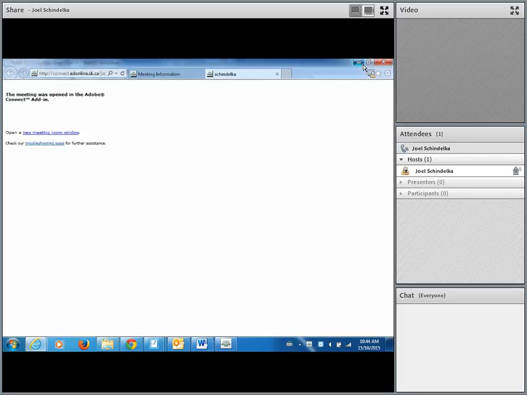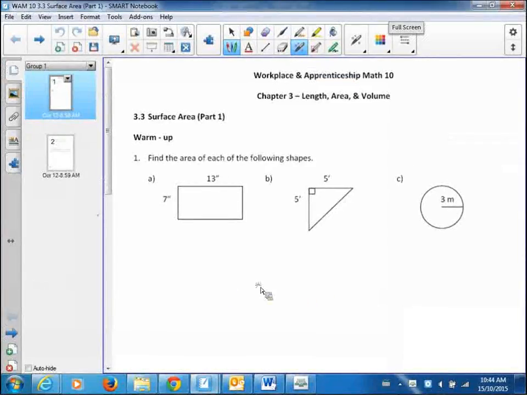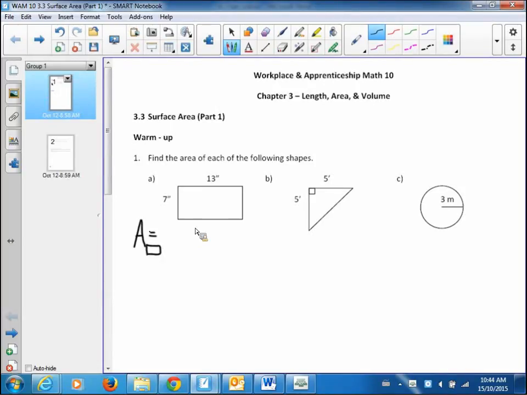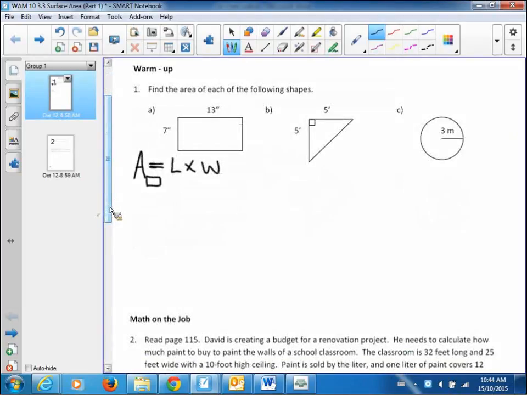Surface area. First, we've got to figure out some things about area. From that formula sheet, you should see that the area of a rectangle, we've used this before, is equal to the length times width. In this case, our length is 13, our width is 7. If you wanted to say it the other way around, 7 and 13, it doesn't matter either. But inches. So I'm going length times width.